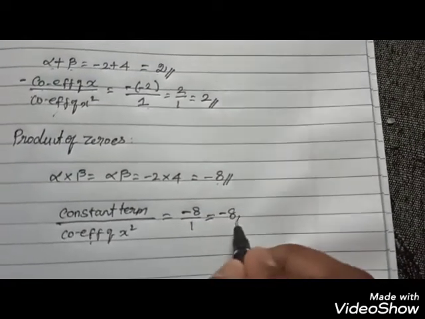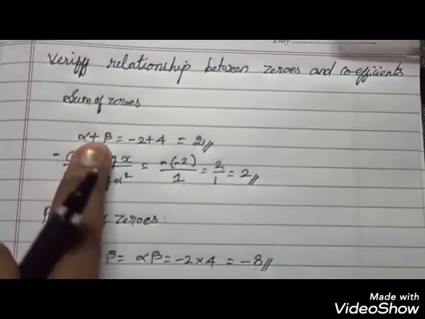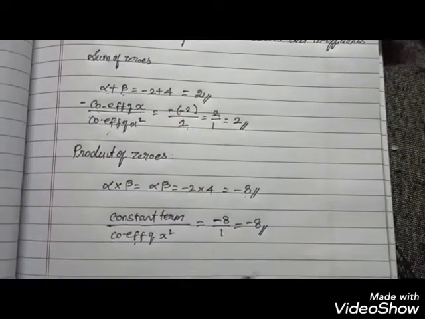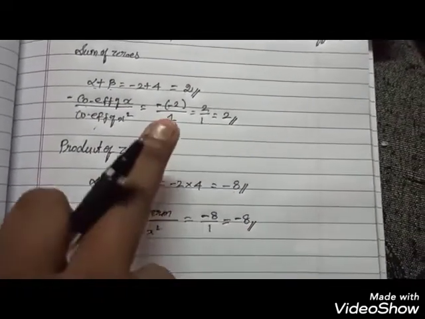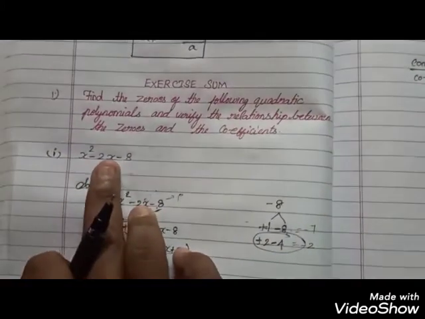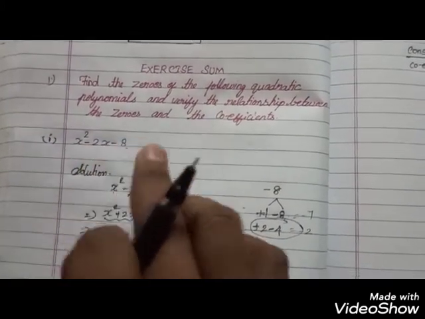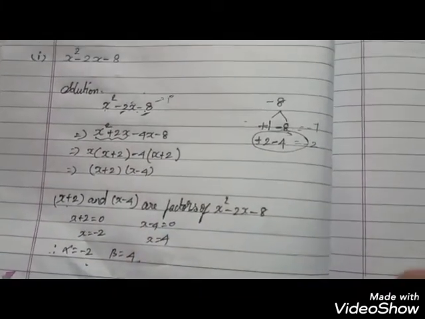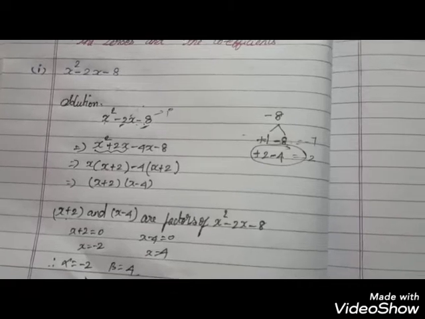Minus 8, minus 8. Now you see sum of zeros and product of zeros, by comparing the coefficients we have to verify it. We get the same answer. So the zeros of the polynomial x square minus 2x minus 8 are minus 2 and plus 4. Next we move on to the second question.